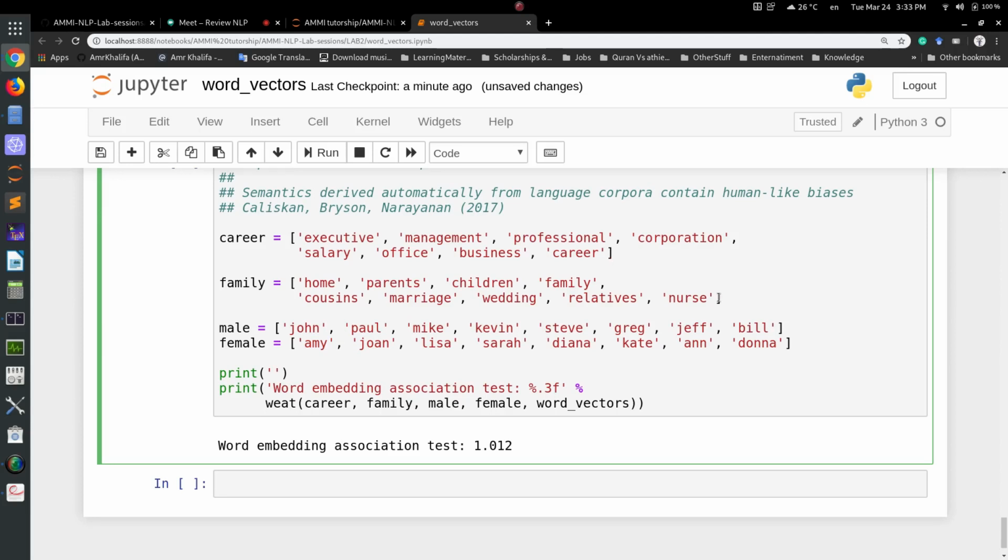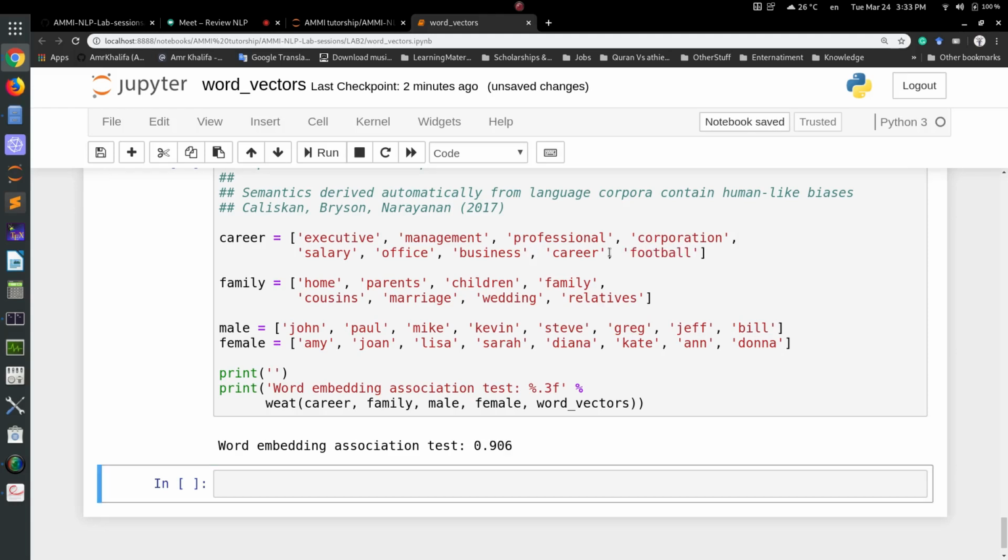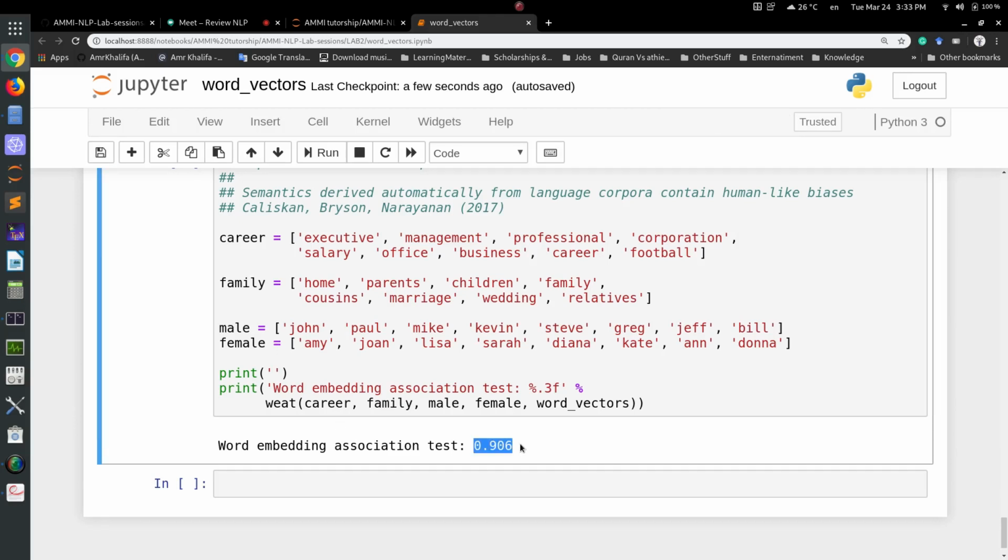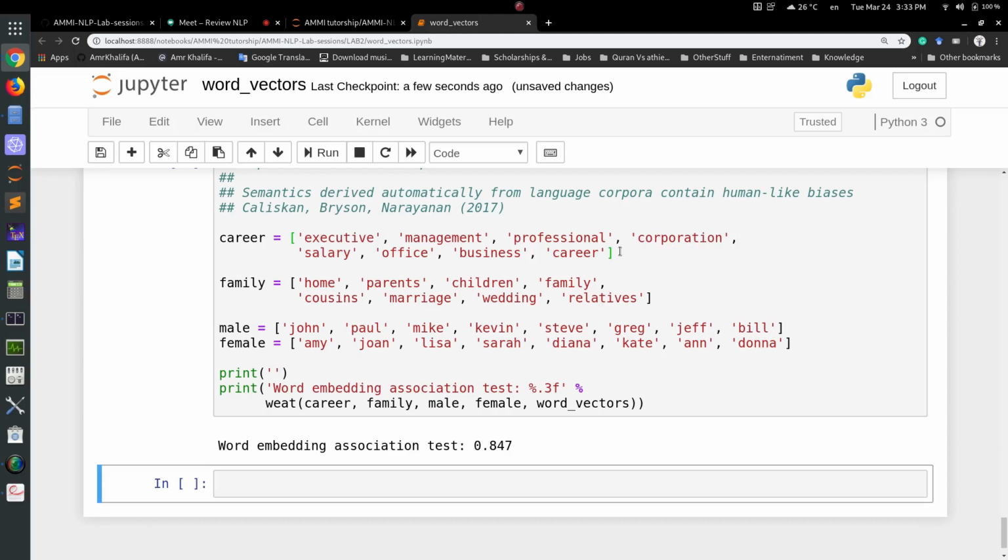But let's try adding football here. Maybe football is more associated with males. Okay, so the discrepancy also increased, because football is more related to men. So now we can see there's clear bias in our data set.